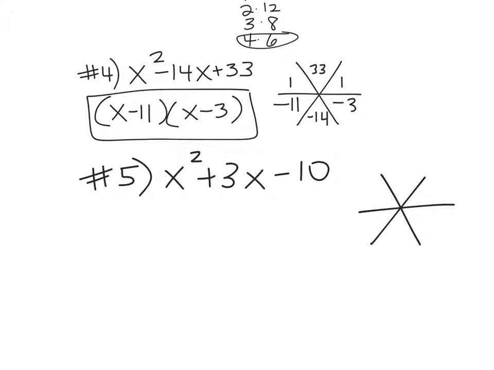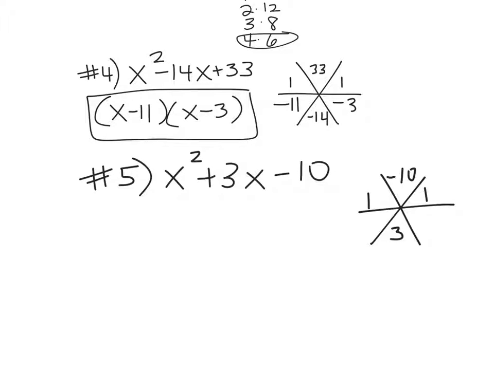All right, how about this one? X squared plus 3x minus 10. Okay? Star method. Here we go. We're going to go 1 times negative 10 up top is negative 10. 3 on the bottom, 1 there, 1 there. And then I say, what times what is negative 10? That's going to add up to 3.